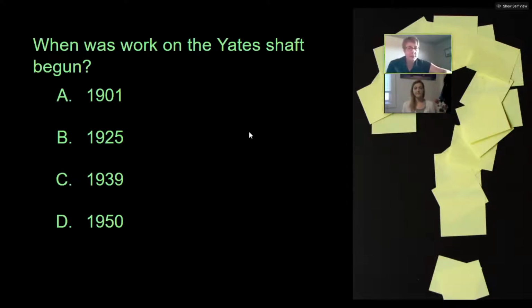Chantel, help us out. When was the work on the shaft actually begun? In 1939. 1939. And that's even earlier than I thought too. Because you think about how long a shaft actually gets to be used, and I think it's usually around 50 years, but I know they do maintenance to keep it going for longer. So the shaft goes down for about 5,000 feet.